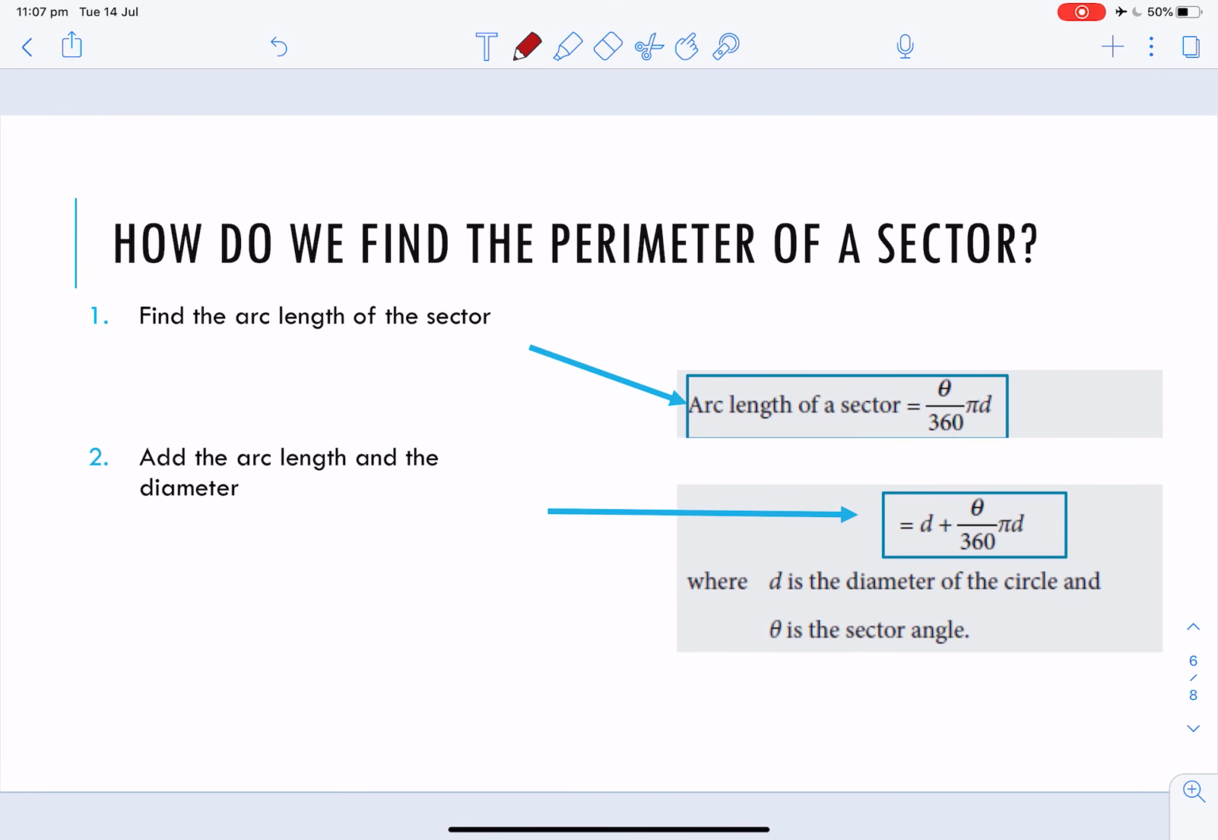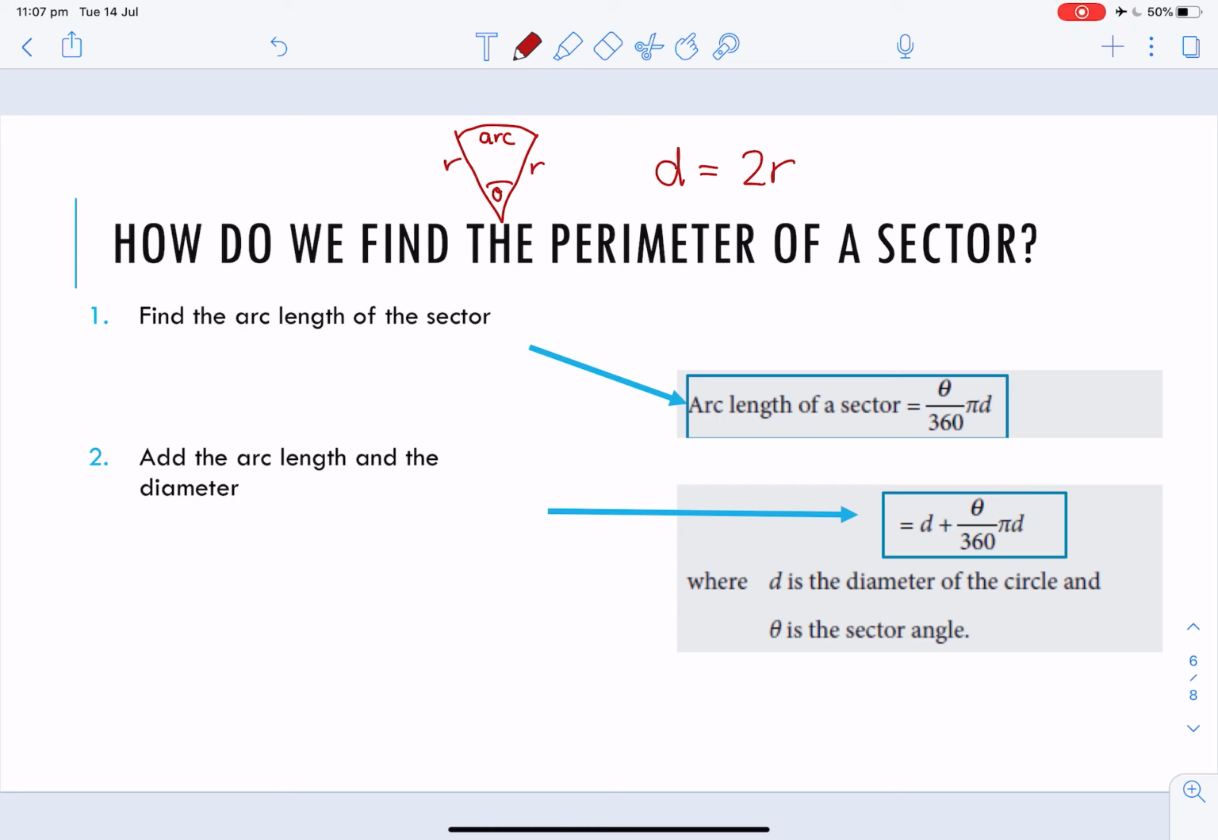All right, so how do we find the perimeter of a sector? Remember, this is my sector. I've got my R, my arc, and I've got my theta in the corner here. There we go. So first of all, we need to find the arc length, that curved bit across the top. We use the formula: arc length of a sector is equal to theta over 360 times pi times d, remembering that d is equal to 2 times your radius. We've got 2 radiuses on the outside.